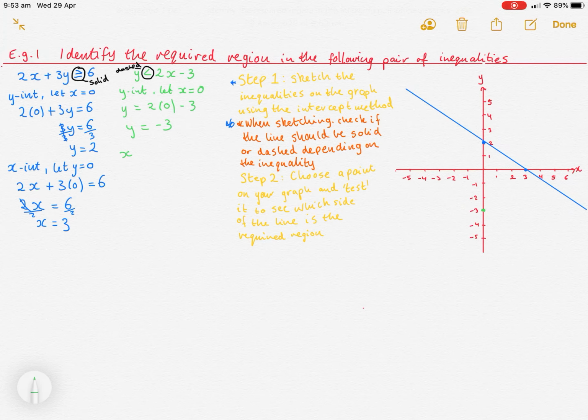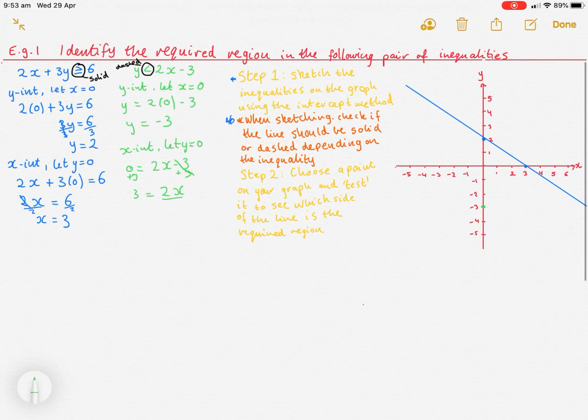Let's find our x-intercept. So we let y equal 0. So we're going to have 0 equals 2x minus 3. We need to solve for x. The first thing I'm going to do is plus 3 on both sides. 0 plus 3 is 3, so 3 equals 2x. Then I'm going to divide both sides by 2. So I've got x equals 3 over 2, which is the same as 1.5.